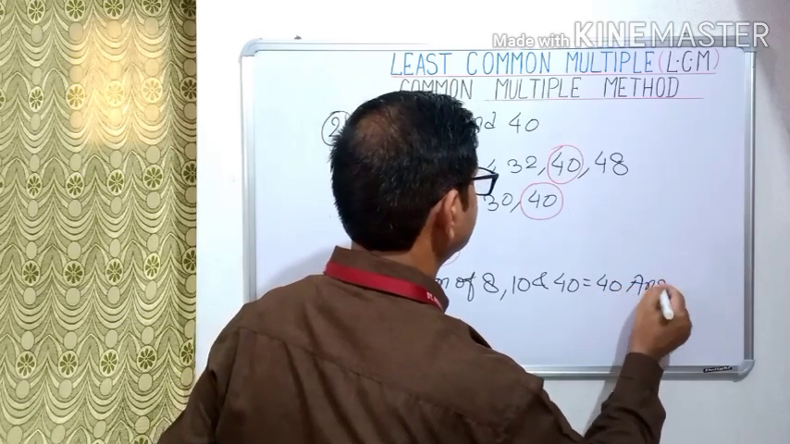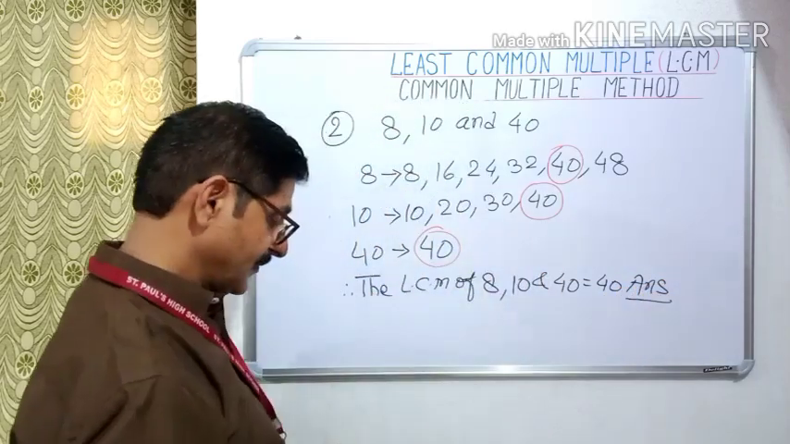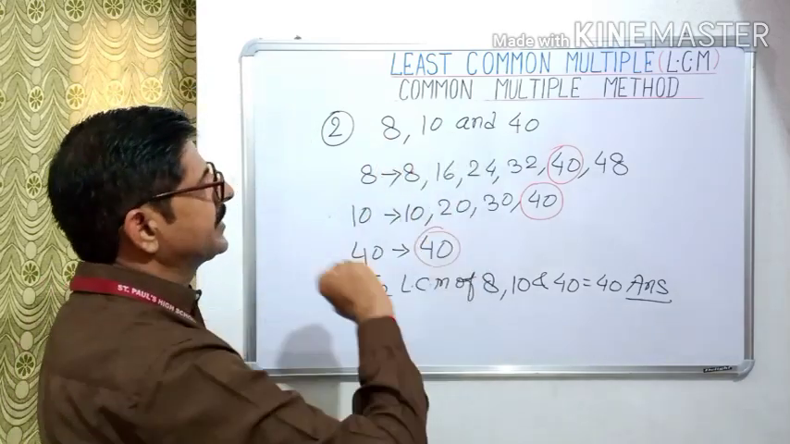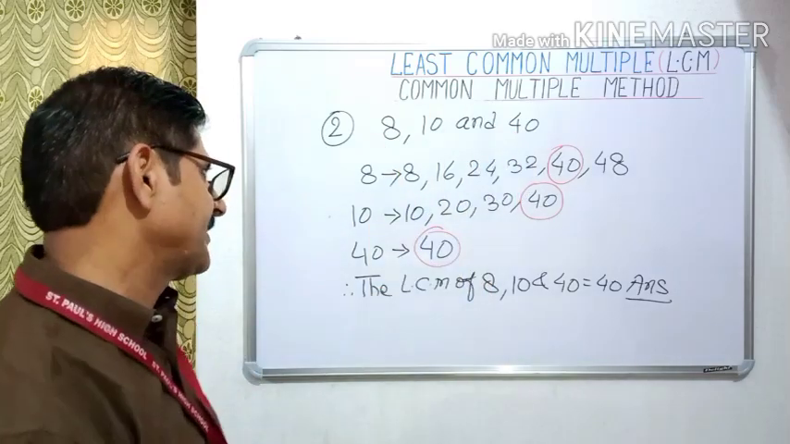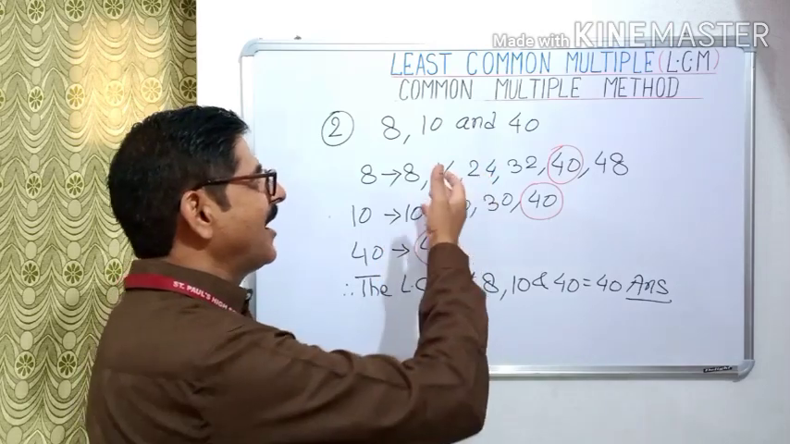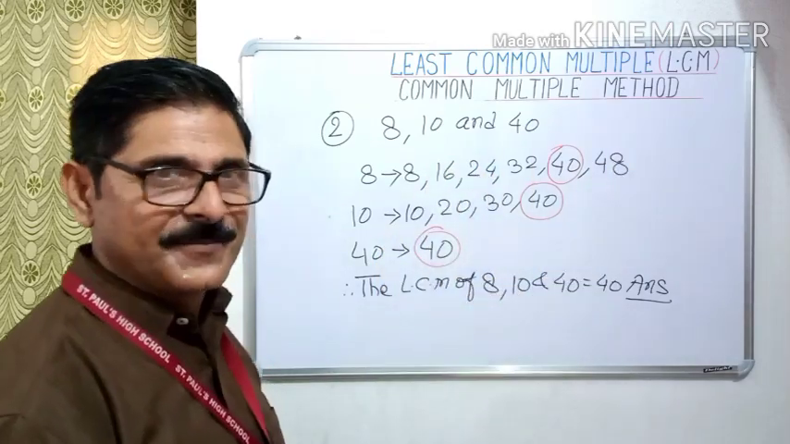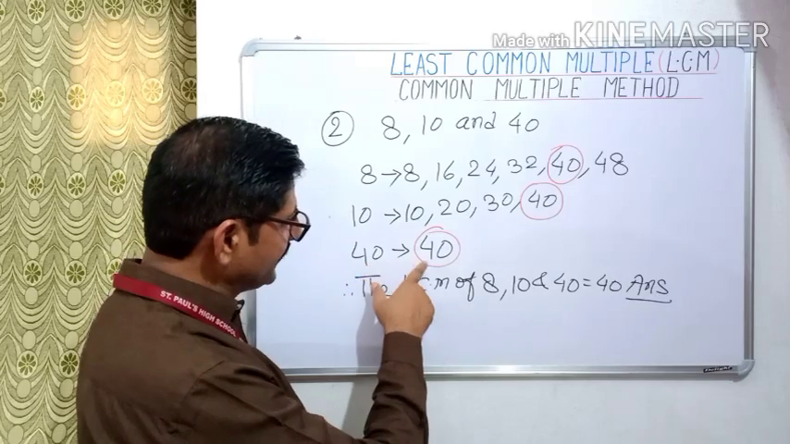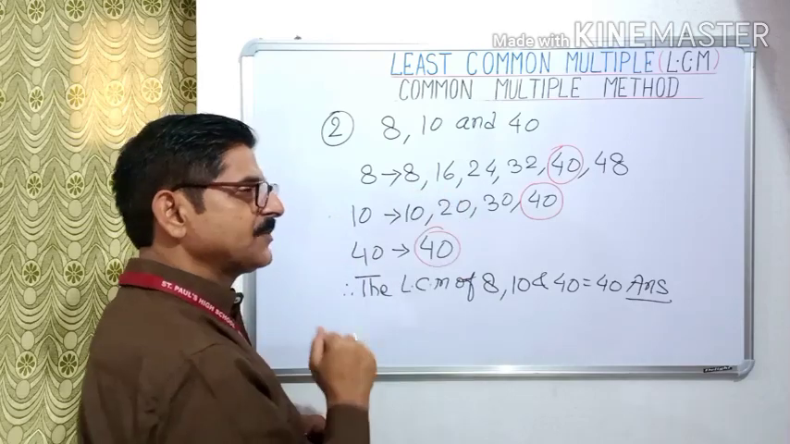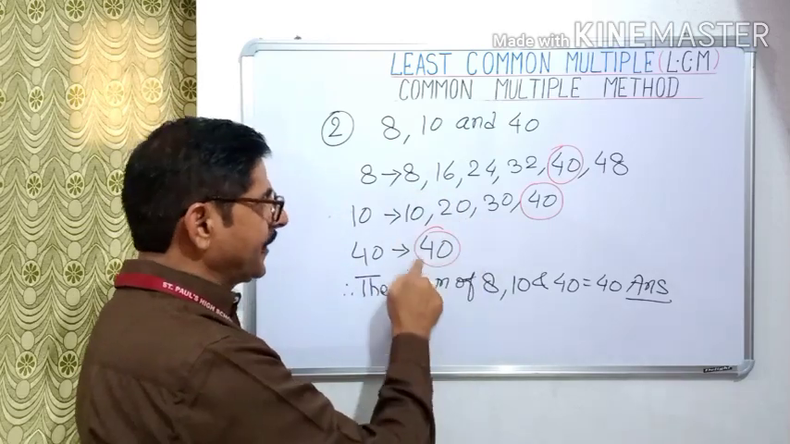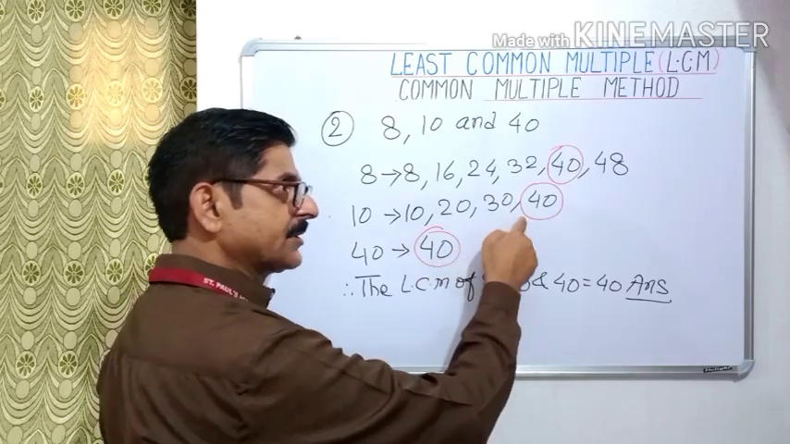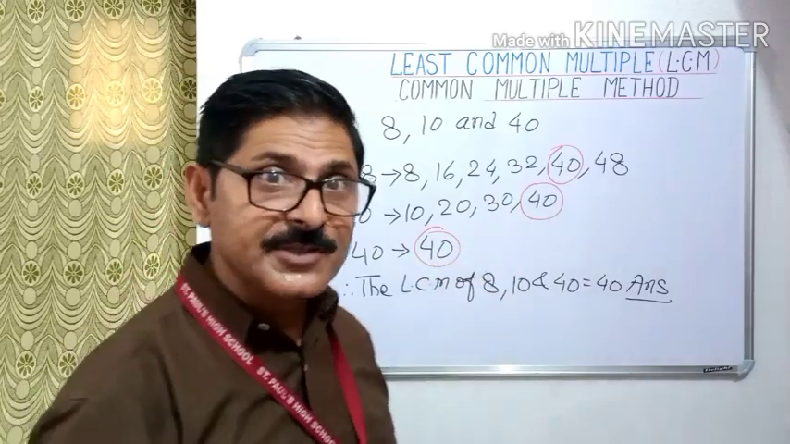Dear children, one thing you may notice, out of the three numbers, 40 is the largest number. And we may wonder how many multiples we need to write. If you write the multiples of the largest number and then write the multiples of the smaller numbers, keep an eye on whether one matches with it or not. Then your work becomes easy.